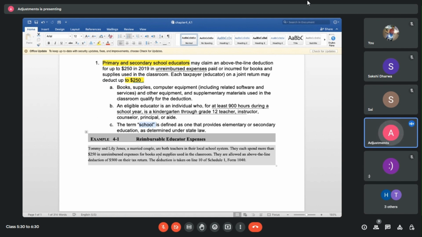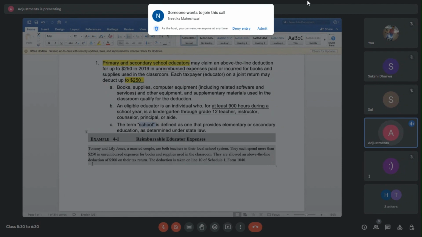So technically, if there is an audit, yes, they need to be able to produce some expenses up to 250 at least, which are unreimbursed, which they can prove that they have spent towards certain school related stuff and it has not been reimbursed. But the IRS doesn't need you to upload all the receipts and stuff. And plus it's a very small amount.